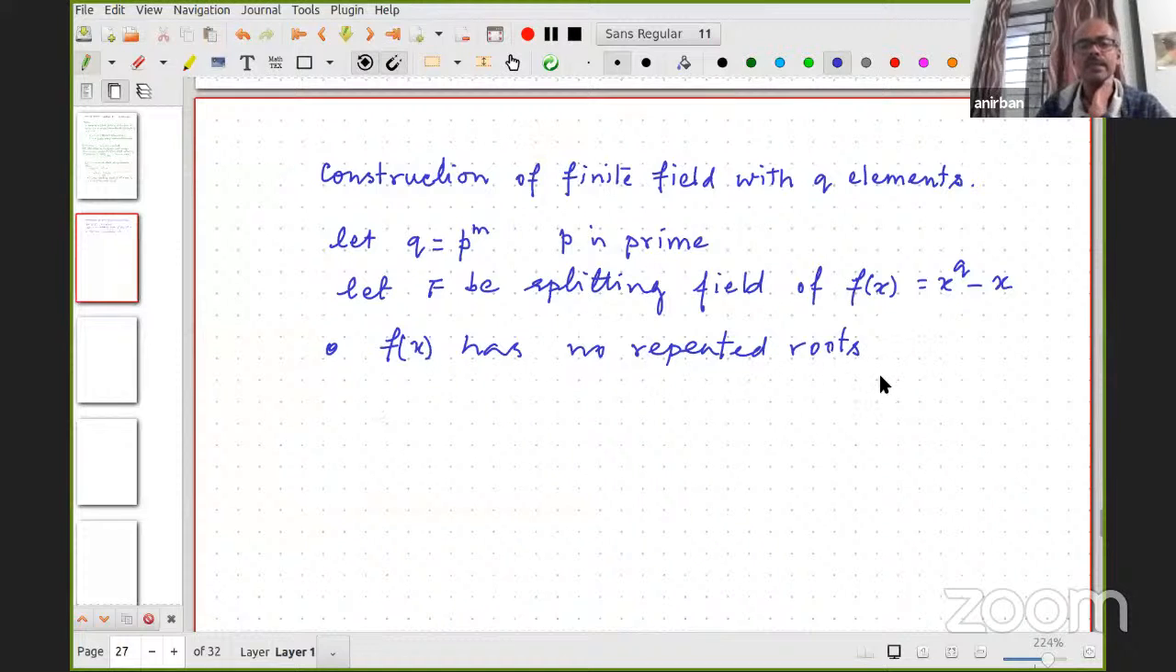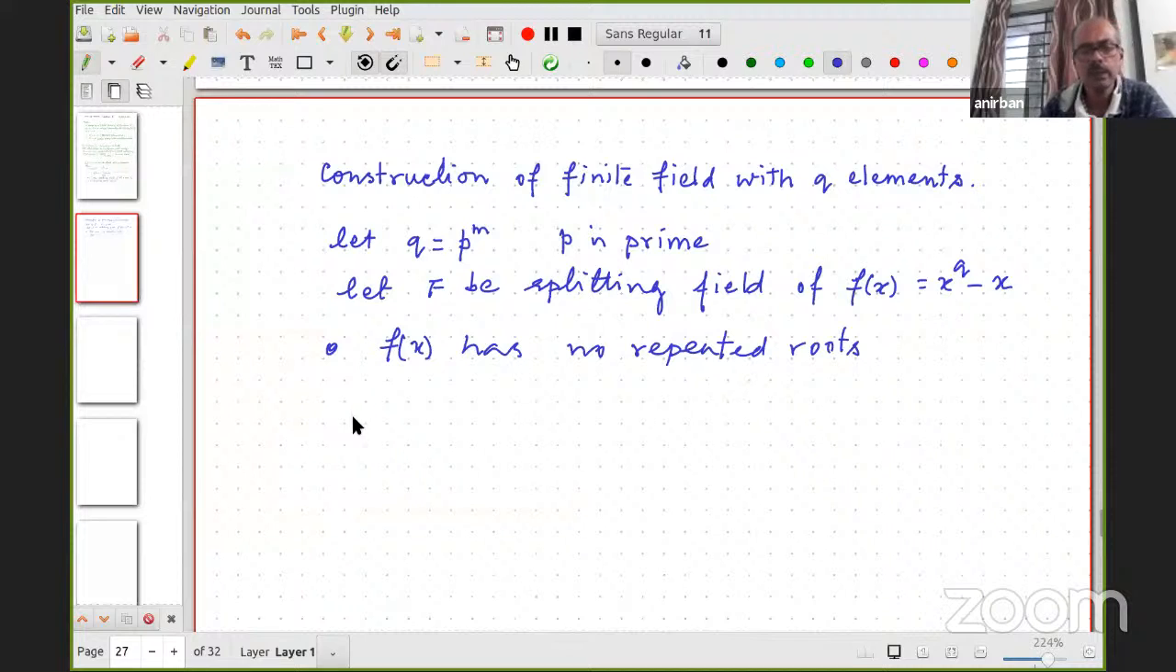And we are also claiming that it doesn't have any repeated roots. So all the q roots are distinct. So how is that true? For that we can use a general fact. We can use the formal derivative for this.